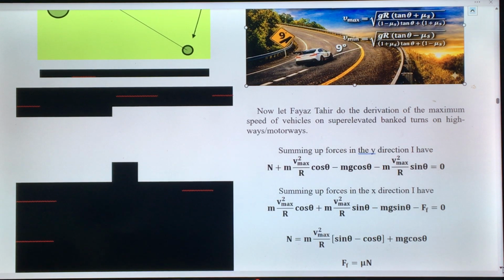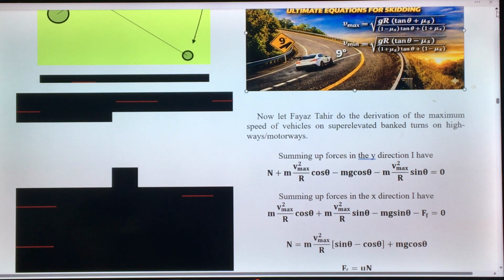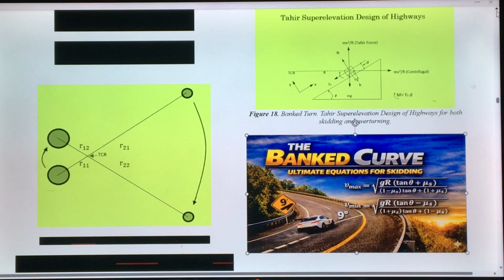Okay, first we will derive the maximum speed of vehicles on super elevated bank turns on highways, motorways for the case of skidding. This is just a recap. Summing up forces in the y direction. Okay, so the x and the y direction are shown here. The y direction is normal to the plane. The x direction is along the super elevation.